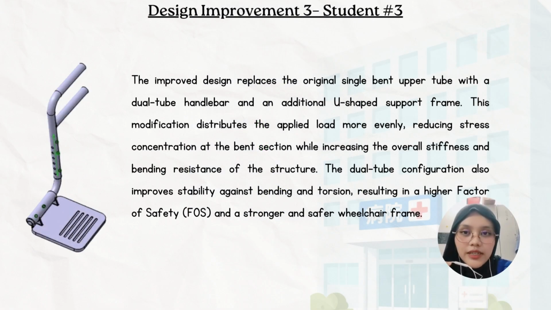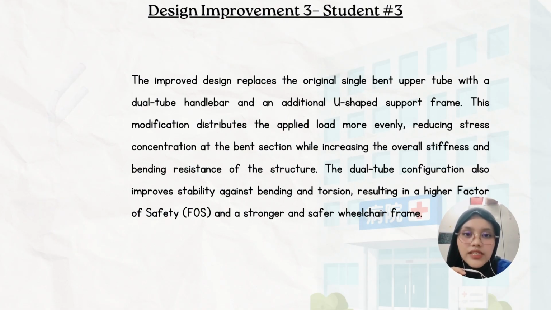The improved design replaced the original single bend upper tube with a dual tube handlebar and an additional U-shaped support frame. This modification distributes the applied load more evenly, reducing stress concentration at the bend section while increasing the overall stiffness and bending resistance of the structure. The dual tube configuration also improved stability against bending and torsion, resulting in a higher factor of safety and a stronger and safer wheelchair frame.